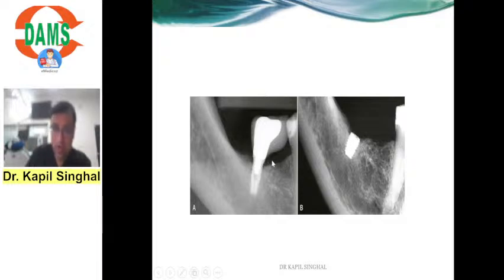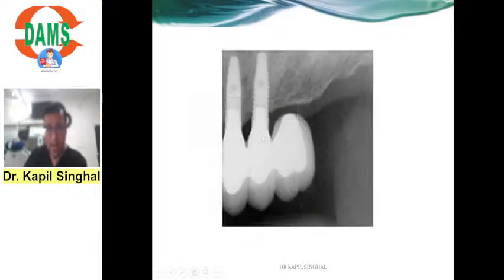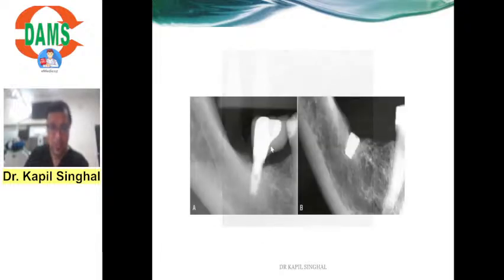So cantilever does not only mean that you are giving a crown over the implant and that crown is overhanging. That is not the only type of cantilever. This is also a cantilever, where the position of the implant is not correct. The position is far away from the tooth, and due to that the excess force that came over the implant leads to the fracture.